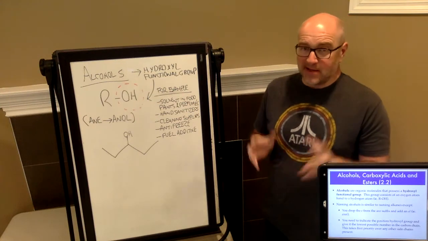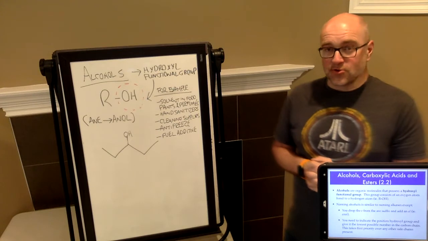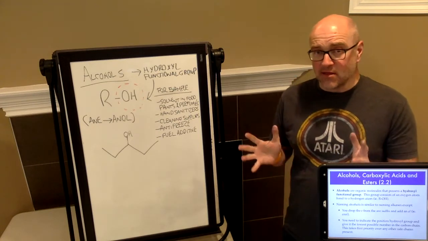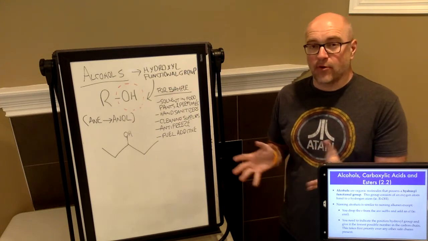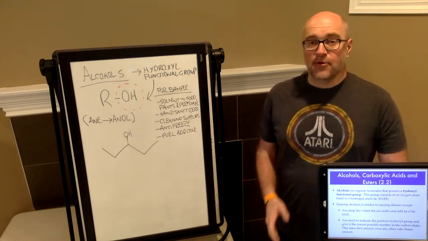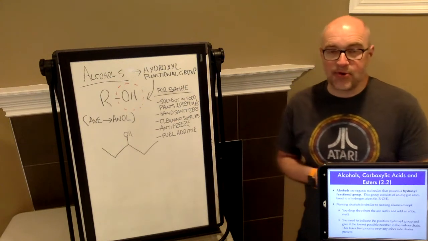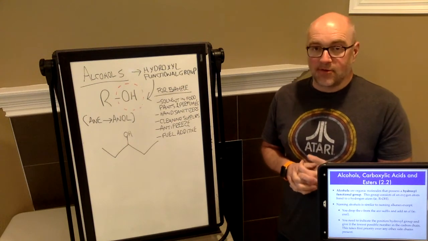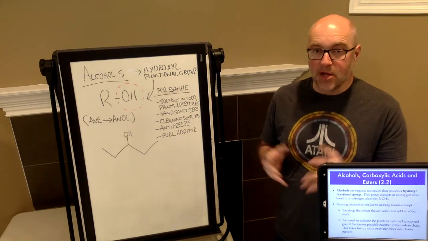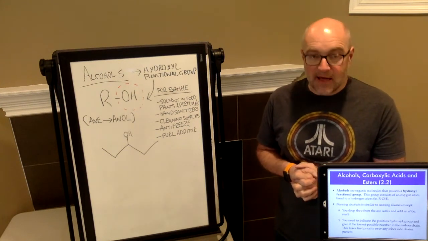The first group that we discussed were the halogenated hydrocarbons, where you had functional groups that were basically halogens, either chlorine, bromine, fluorine, or iodine. Today, I want to discuss the other three functional groups that you should be familiar with in Science 30 as it pertains to hydrocarbons and organic molecules. And those are going to be alcohols, carboxylic acids, and esters.